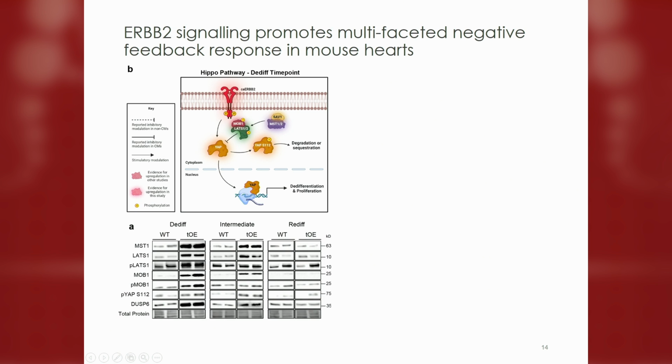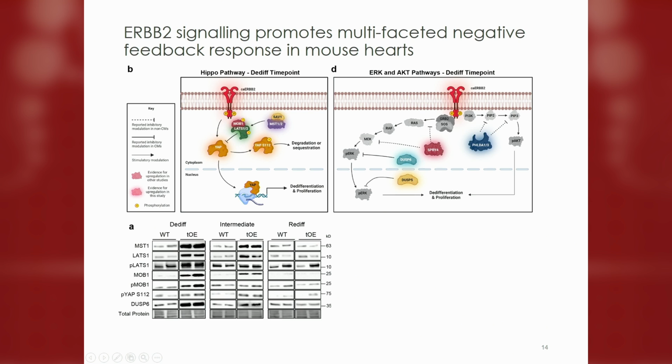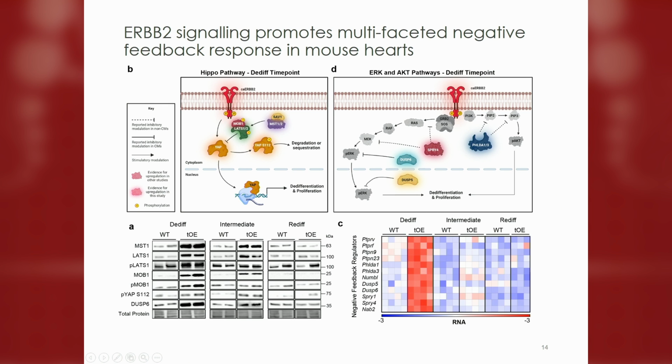The evidence for that, for example, is the HIPPO pathway. When we activate ERB2 signaling, the HIPPO pathway is immediately activated in order to stop the activation of YAP, which is downstream of ERB2. But not just that; we see a panel of negative feedback regulators. All of them are trying to stop ERB2 signaling.